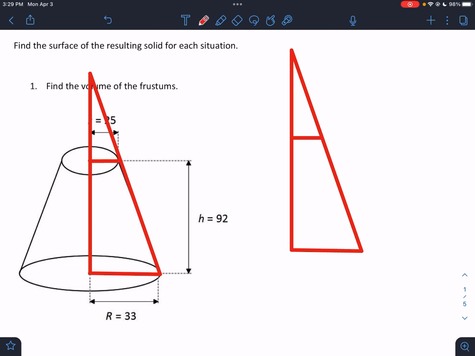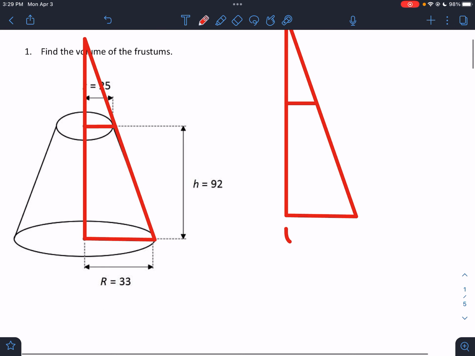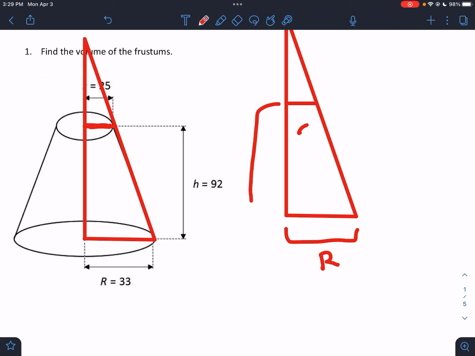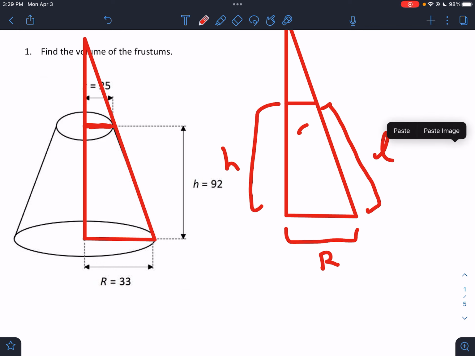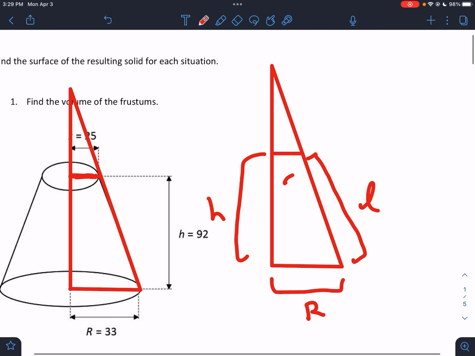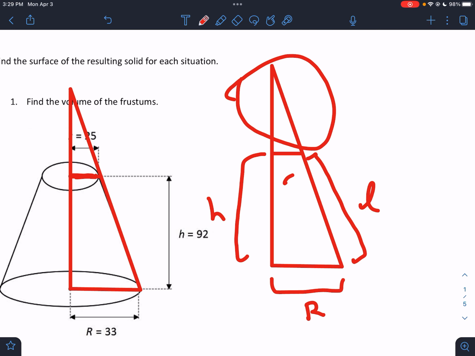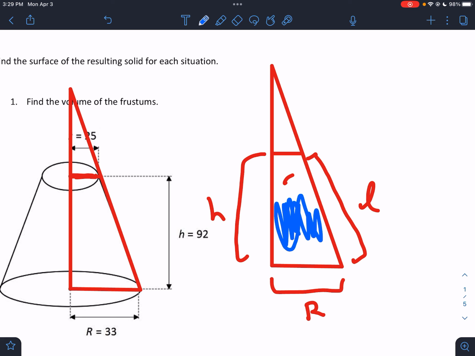What do the different parts represent? Well, this represents the big radius at the bottom. This is the little radius here. This would represent the height, and this would represent the slant height. Up here, this is the height of the frustum, and then this would represent the cone that's not actually there. So you need to keep that in mind. The frustum is really just this part, and a frustum has 2 radii, a height and a slant height.